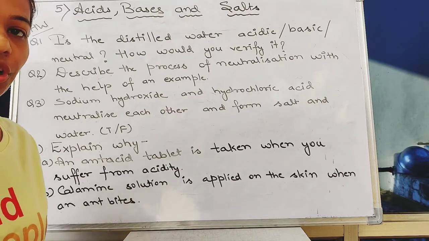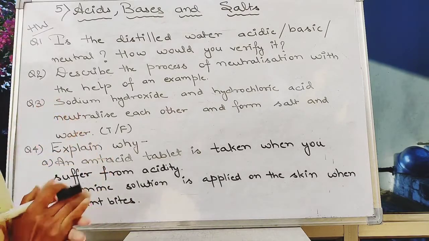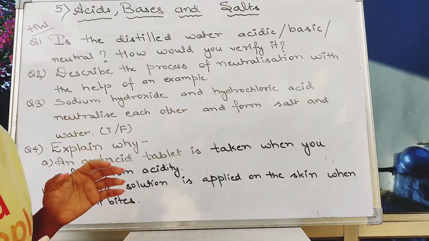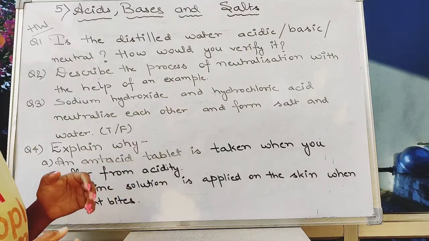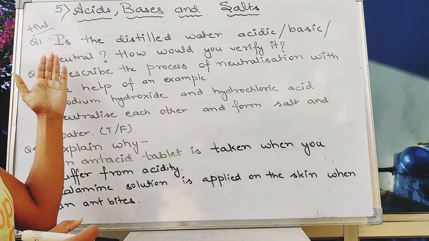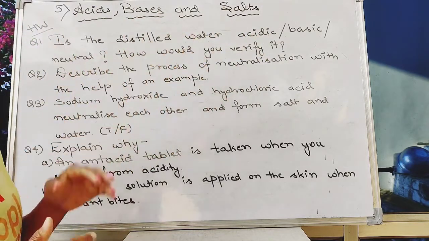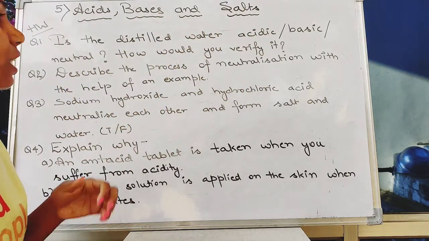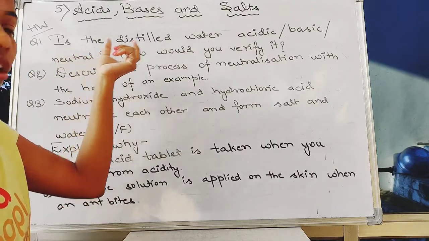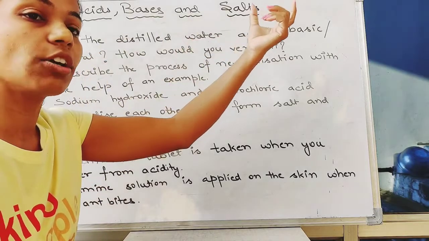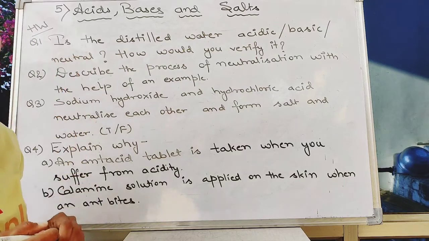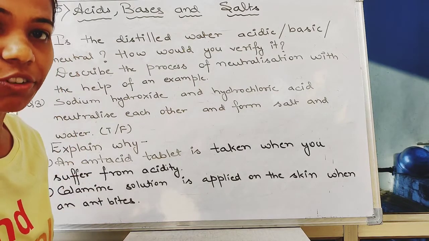The last portion of the topic, children, is the homework portion. So let's have a look at the homework that you need to do in your classworks. First question, is distilled water acidic, basic or neutral? How would you verify it? You need to tell the nature of water, whether it is acidic, basic or neutral, and how you will verify it.